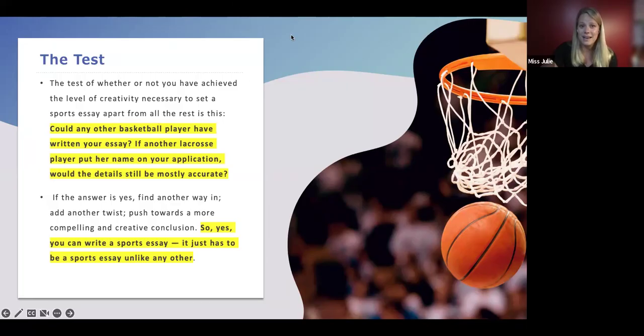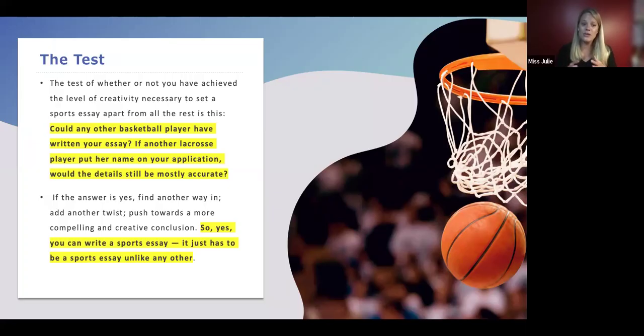So think about that for a second. Could any other player have written this essay? If any other lacrosse player put her name on your application, would the details still be mostly accurate, right? Is it telling something unique about you? Or could any lacrosse player have written that essay? Or any basketball player have written that essay? What made it uniquely about you, right? Again, keep you in the focus.